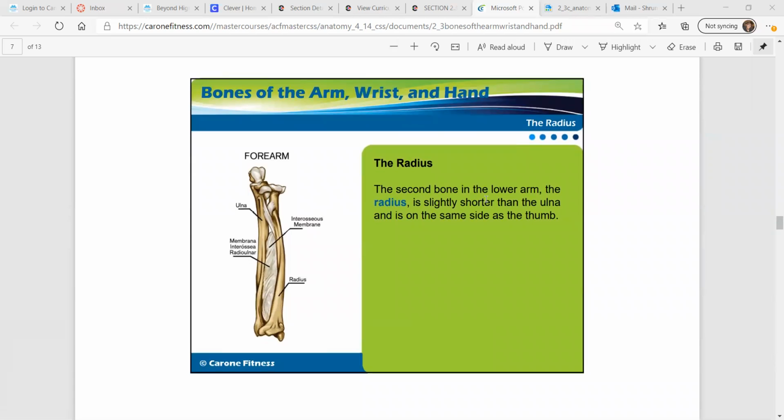So that was the ulna, and then the radius is slightly shorter than the ulna, and it's on the same side of your thumb. So if you face your palm towards you, the radius is on the side of your thumb.